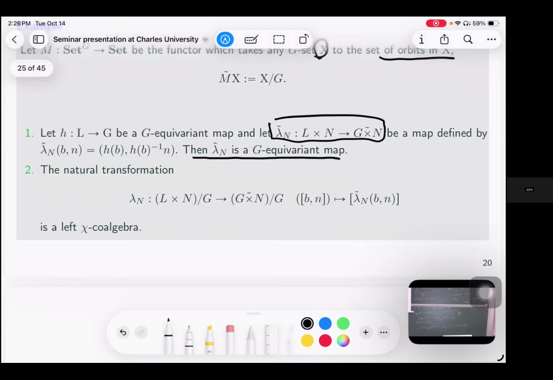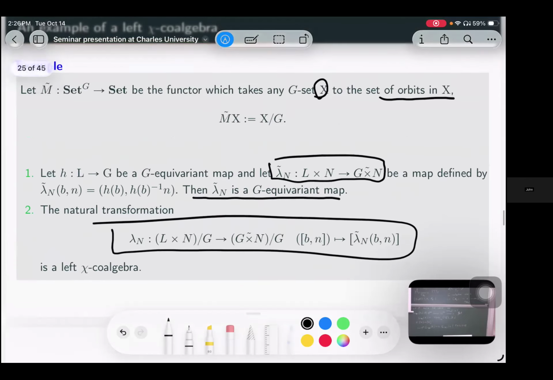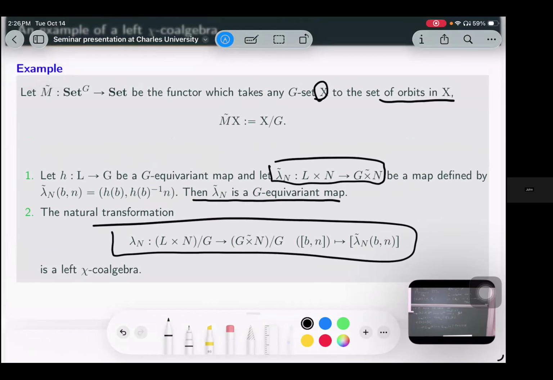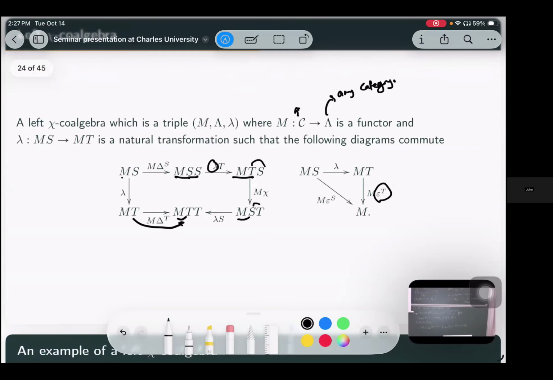and then we conclude that the natural transformation, which first takes L cross n, then applies the functor M tilde, and again we have this guy which also applies M tilde on this guy. So this lambda, we claim this is a left chi algebra. In other words, this must satisfy these two diagrams there.